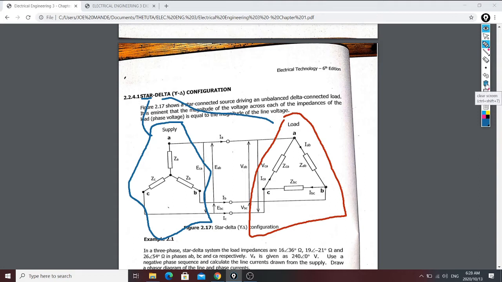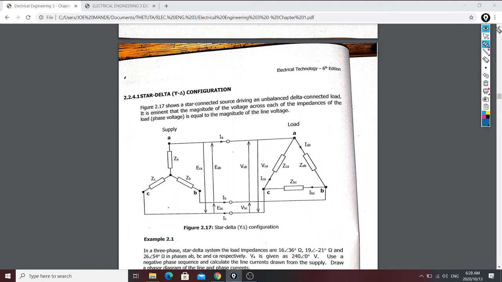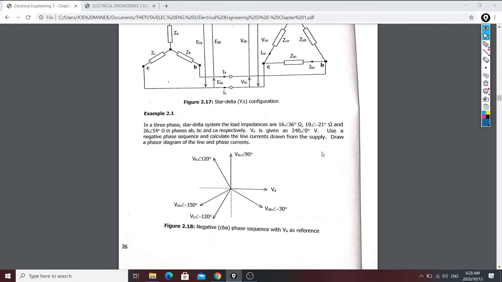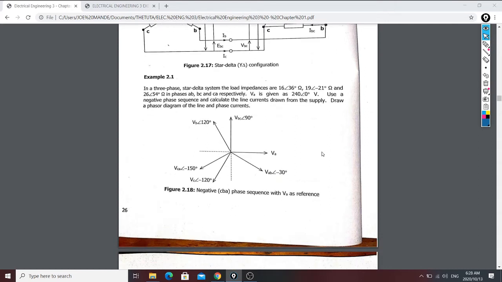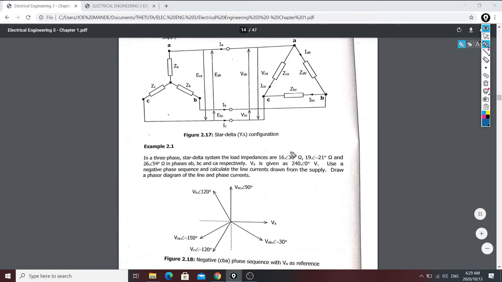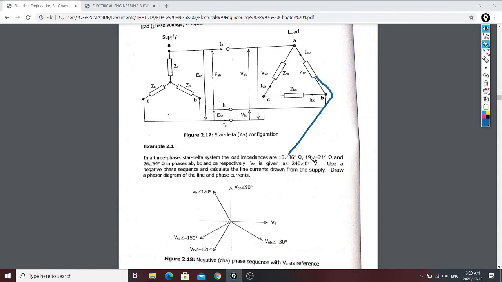We are not going to explain much about the phasor diagram because you already have an idea of how to do it. If you still struggle, you can go back and watch our previous video to practice. So we're going to have a look at example 1, and then some exercises. Example 2.1 says: in a three-phase star delta system, the load impedance is given, and it states that this impedance is our ZAB, your ZBC, as well as your ZCA.